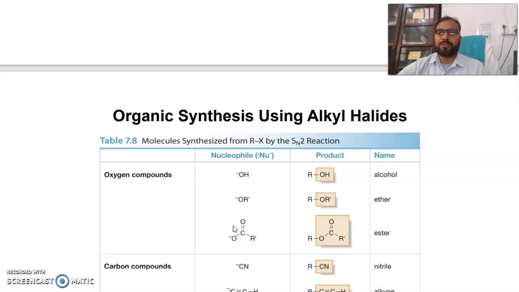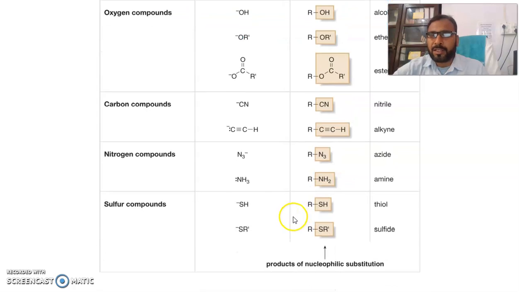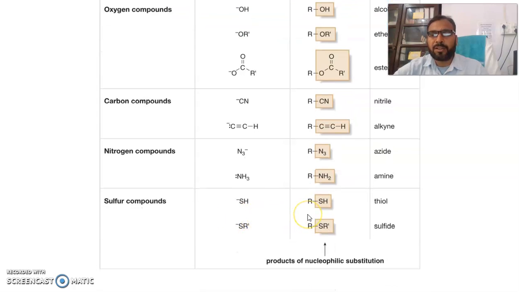So organic synthesis using alkyl halide, you can see oxygen compounds. You can synthesize with the help of alkyl halide, alcohol, ether and ester. Carbon compounds, nitrile and alkyne. Nitrogen compounds, azide and amine. Sulfur compounds, thiol and sulfide.